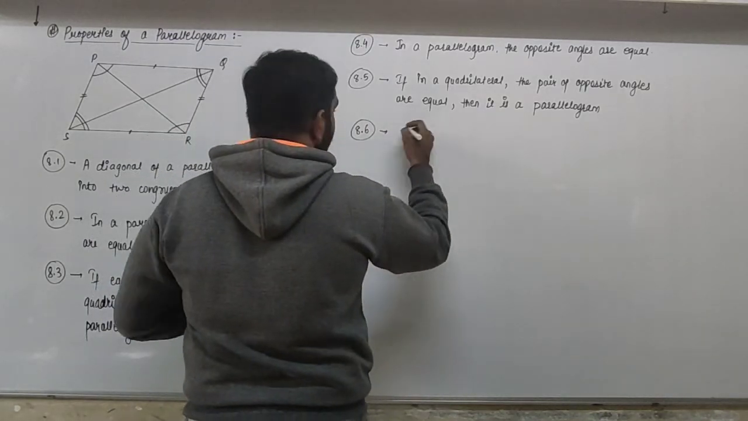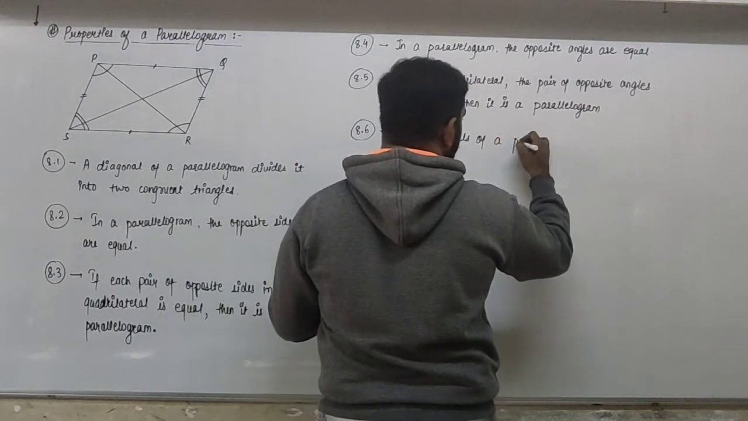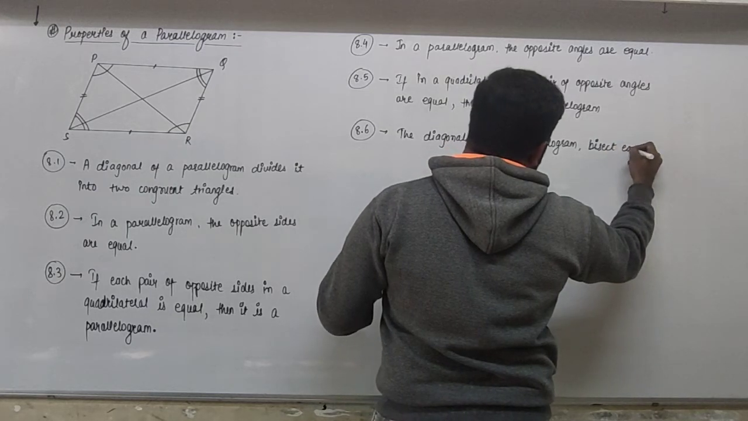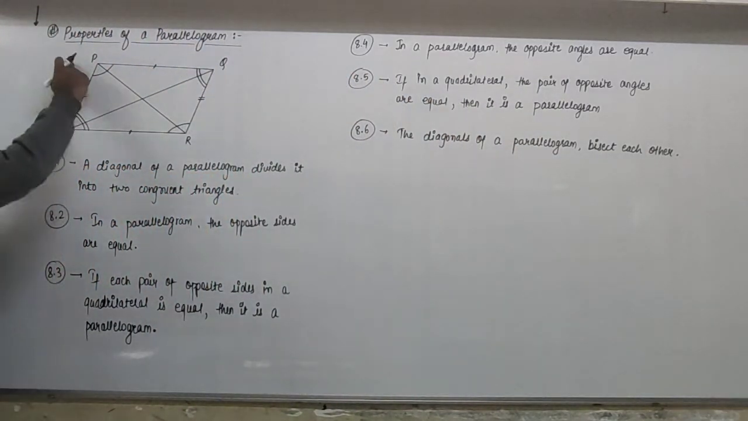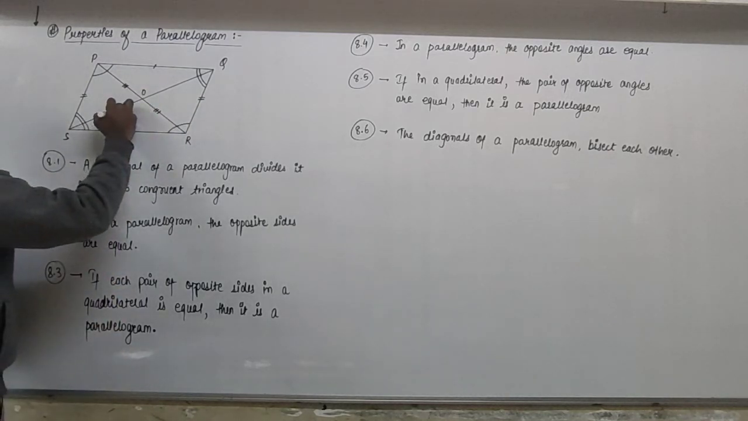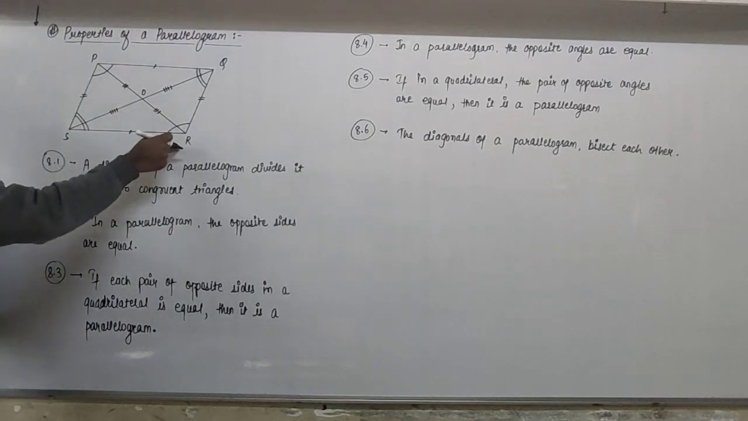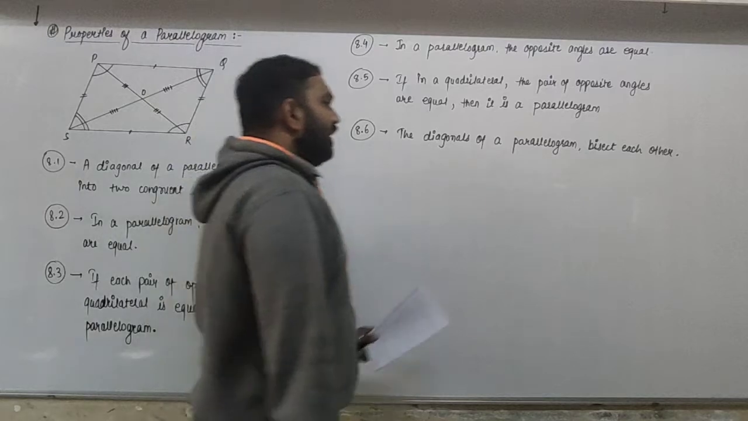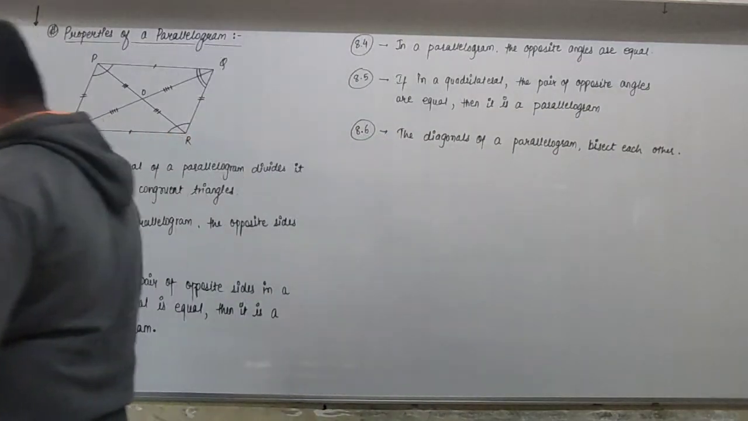The diagonals of a parallelogram bisect each other. Here the diagonals PR and QS will bisect each other, like this. So OP and OR are equal, and OS and OQ are equal. That is a must to remember. The diagonals of a parallelogram bisect each other. Right, they bisect each other.